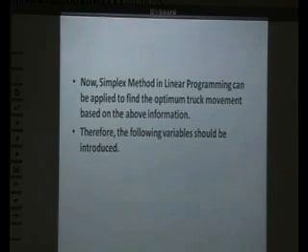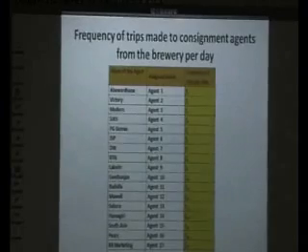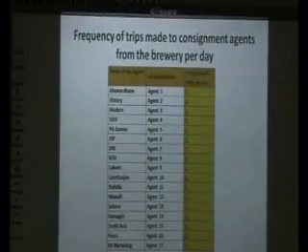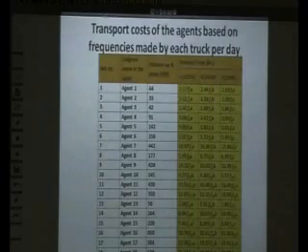Now the simplex method in linear programming can be applied to find the optimum truck movements based on the above information. Therefore, the following variables should be introduced. That means these are the variables. Frequency of trips made to the consignment agent from the brewery per day. Frequency 1 means the frequency of the truck movements to agent 1, and likewise you will get 18 agents here, and the transport cost of the agent based on frequencies made by each truck per day.